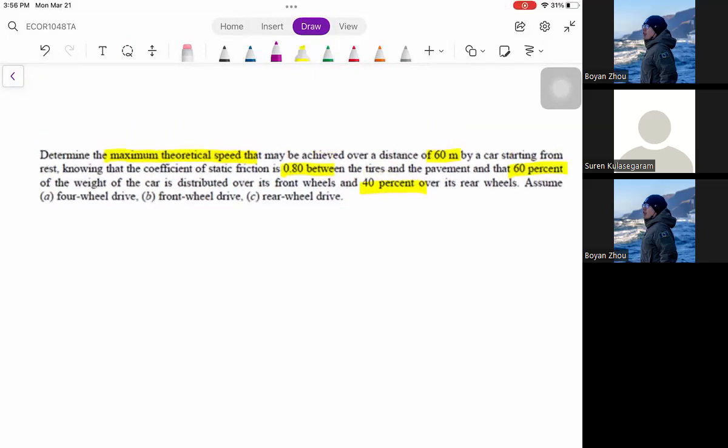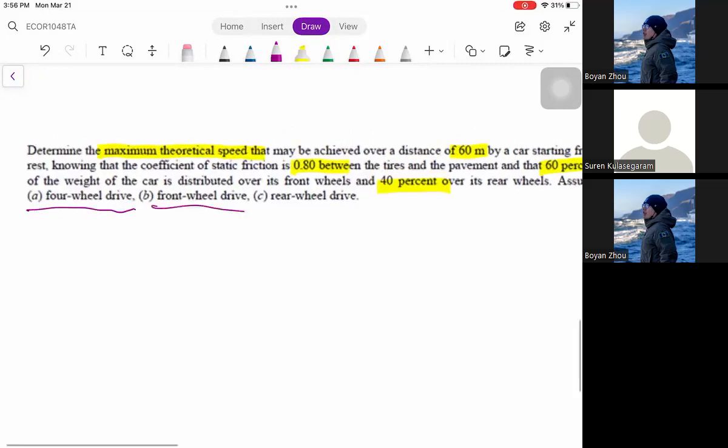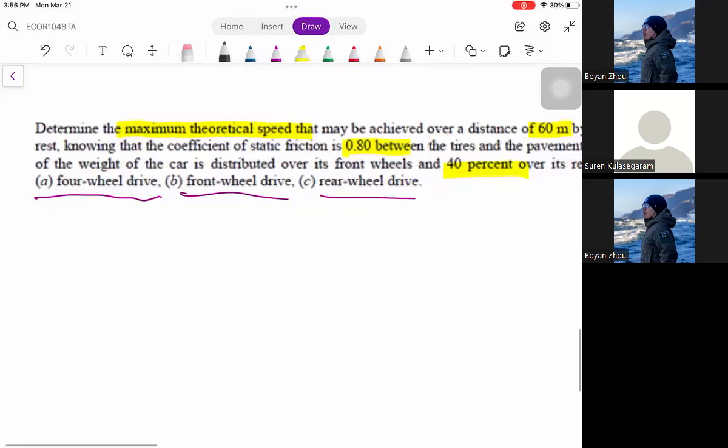Also, like the first one, we are going to find the maximum velocity if the car is an all-wheel drive car or a four-wheel drive car. The second one is front wheel drive, and the third one is rear wheel drive. For this one, the first thing is we always need to draw a free body diagram. So I'm just drawing a car.